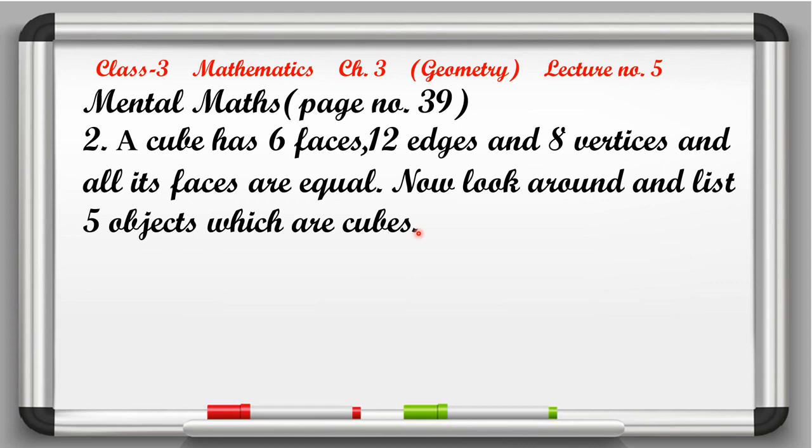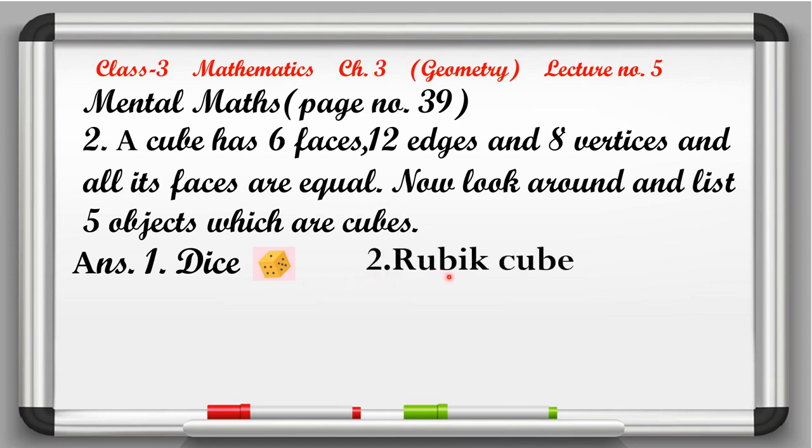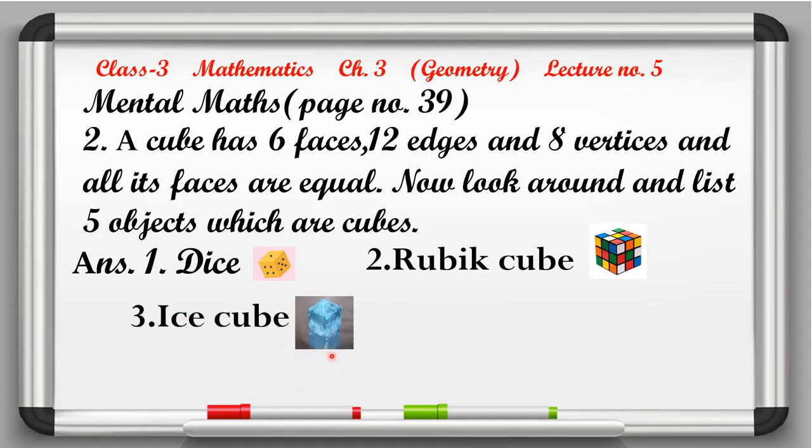Okay, means what shape are they? Cube shape. So here we will write the answer. Number 1 is dice. The best example is dice. After that, this is a dice. Okay, now number 2, that is Rubik cube. What is a Rubik cube, beta? That is this playing cube. Okay, its name is Rubik cube. Now number 3, that is ice cube. Okay, like this.